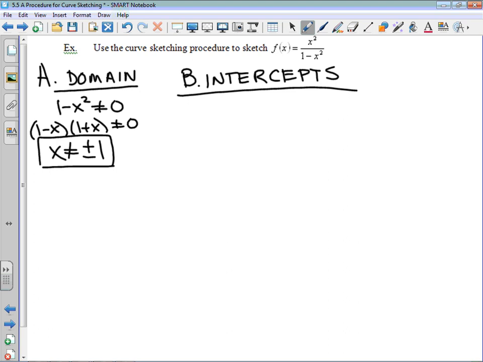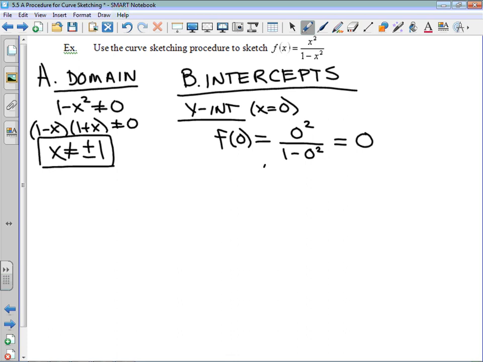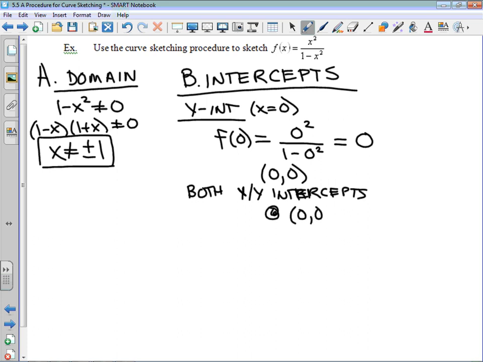All right, for our intercepts, we're looking at x-intercepts and y-intercepts. I always like doing the y-intercept first because it's simpler, I think. It's when x is equal to 0. Well, when x is equal to 0, that's f of 0, I would have 0 squared over 1 minus 0 squared, so that would be 0. So this graph passes through the origin at (0, 0). I should consider x-intercepts as well. There may be another one. In this case, there isn't. So I'm going to put that both x and y intercepts are at the origin, (0, 0). So this graph does go through the origin.